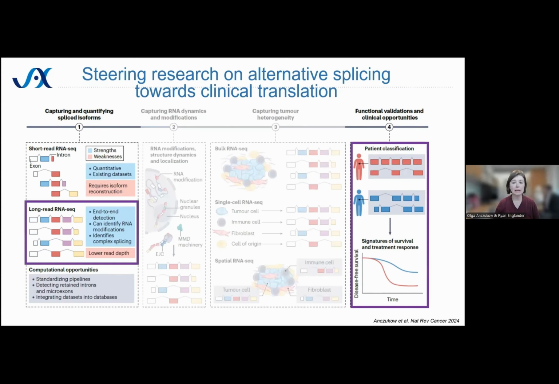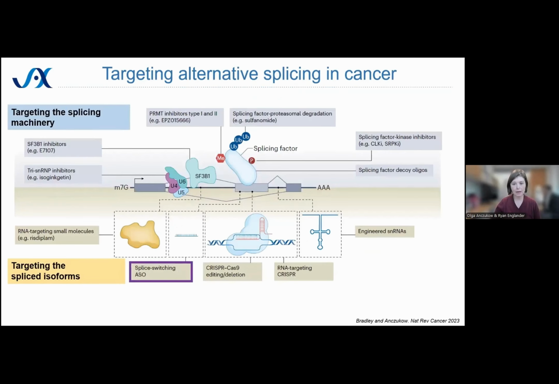Today's talk will highlight how we have been addressing two of these critical gaps. The first one is on capturing and quantifying isoforms using long-read RNA sequencing, as well as applying our knowledge to understand novel clinical opportunities and predict drug responses. Once we have identified those splicing alterations in tumor, what can we do about them in the clinic, and why should we care about them?